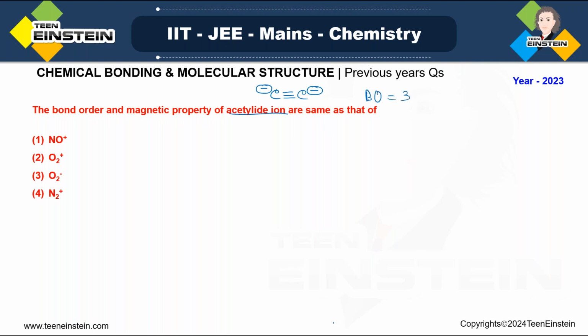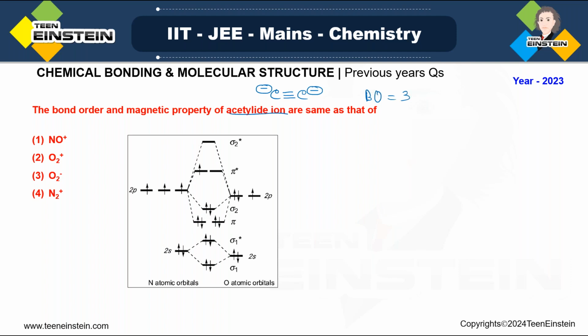Total number of bonds 3. So in which of these species bond order is 3, that you have to find. And also it is talking about magnetic property, that means whether it is paramagnetic or diamagnetic. So first think about the bond order, for which you have to take the diagram. This is the diagram of NO, but we need NO plus. That means this electron is not present. And here bond order, if you calculate, is 6 minus 0 by 2, which is 3. That means it is matching. For NO plus, bond order is matching with acetylide.